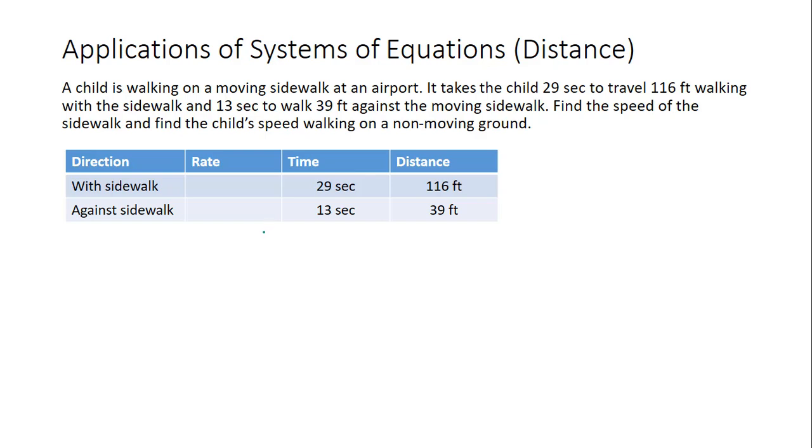The guiding principle in this problem is the fact that distance equals rate times time. We have two unknowns: the speed of the sidewalk and the speed of the child, not on the sidewalk. So we're going to let x equal the speed of the child, and y will be the speed of the sidewalk.